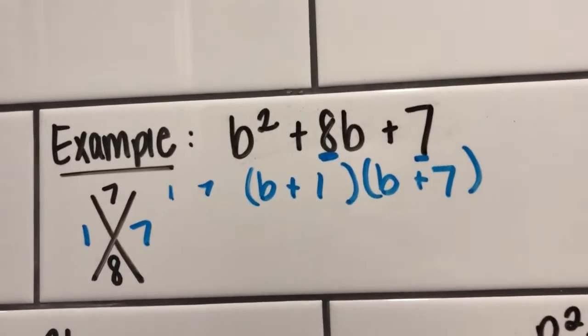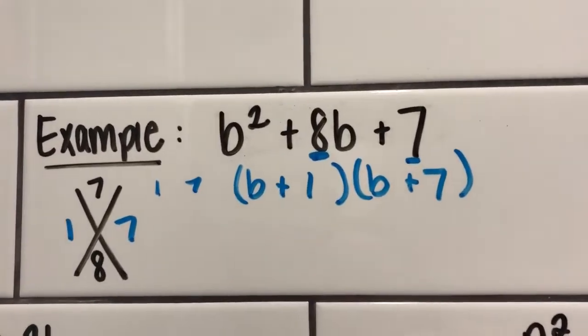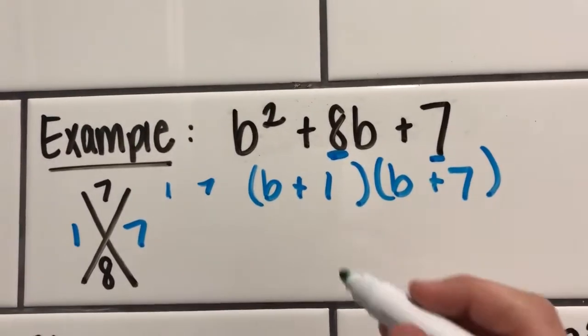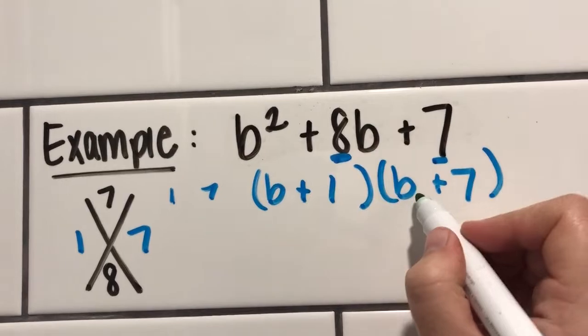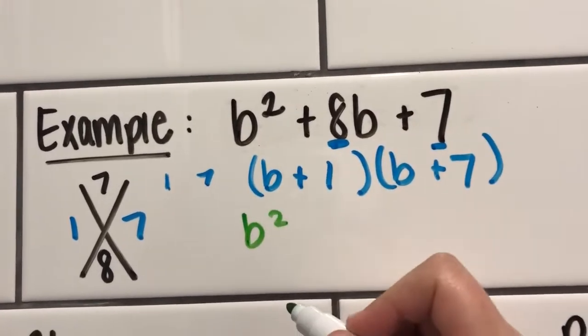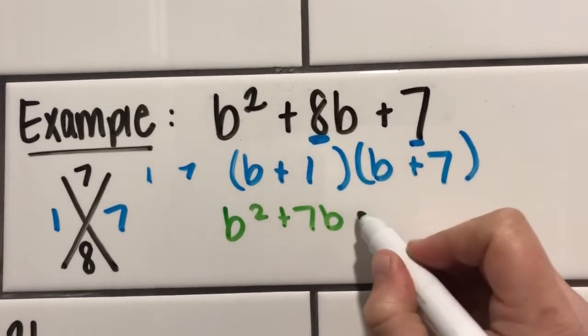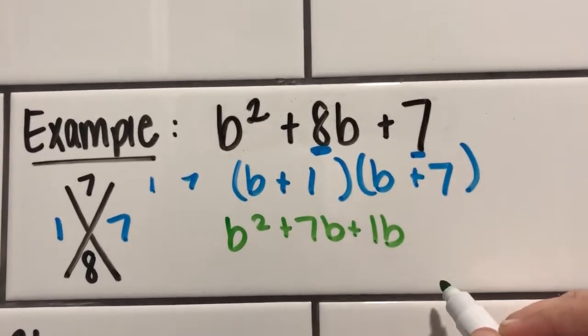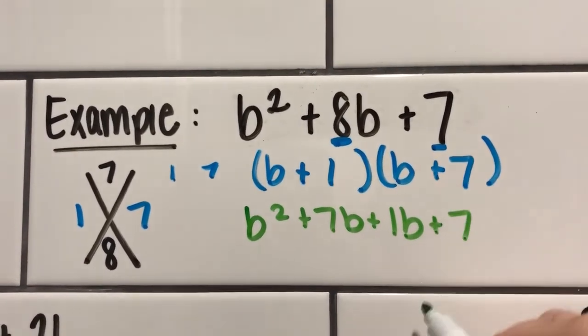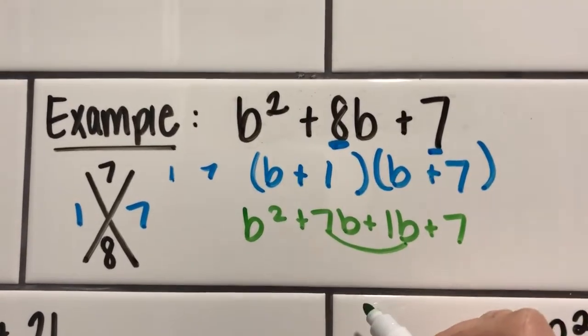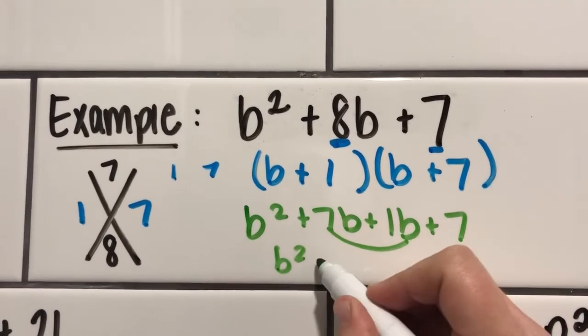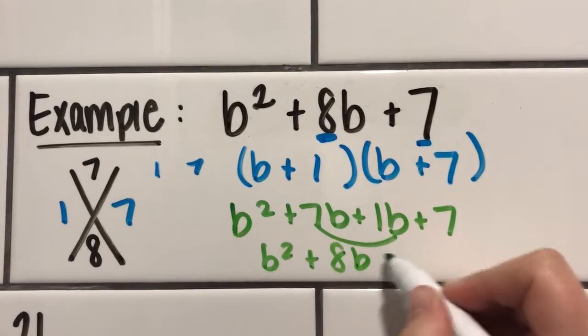You can refoil this, or you can foil it for the first time and see that it actually comes out to this trinomial. So if you're foiling here, first is going to give you b squared. Outside is plus 7b. Inside is plus 1b. And last is plus 7. When I combine these, combine like terms, my middle terms, it becomes b squared plus 8b plus 7.